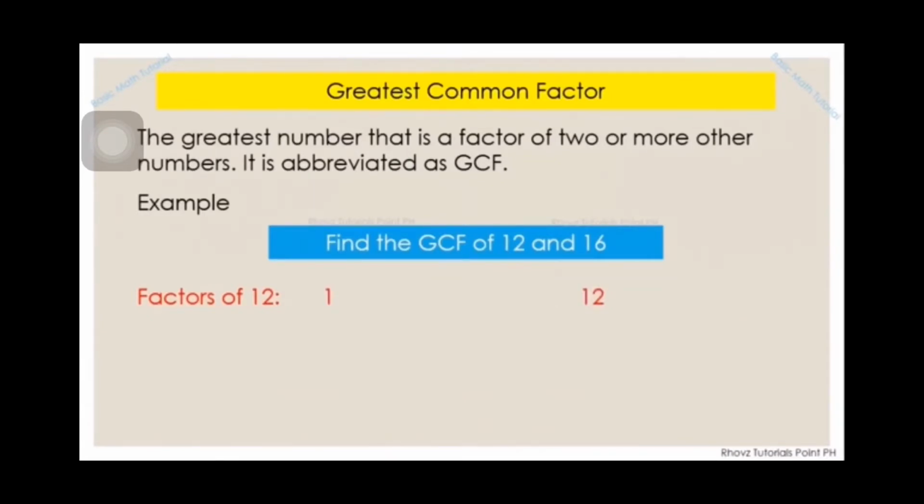Next, we have 2 times 6, because 2 times 6 is 12. We also have 3 times 4, because 3 times 4 equals 12. So the factors of 12 are 1, 2, 3, 4, 6, and 12.